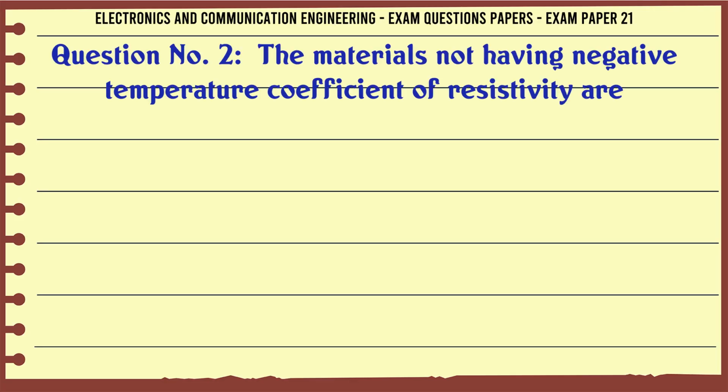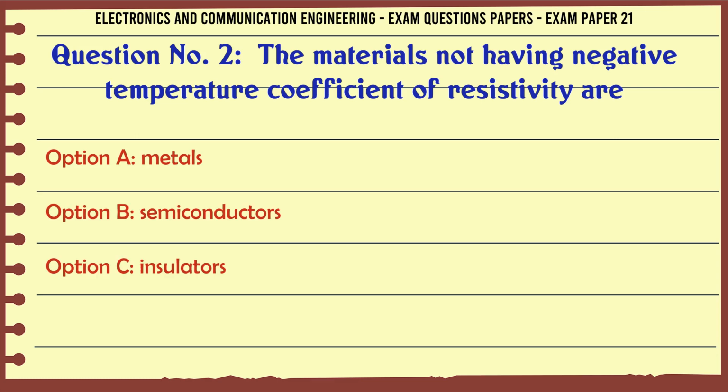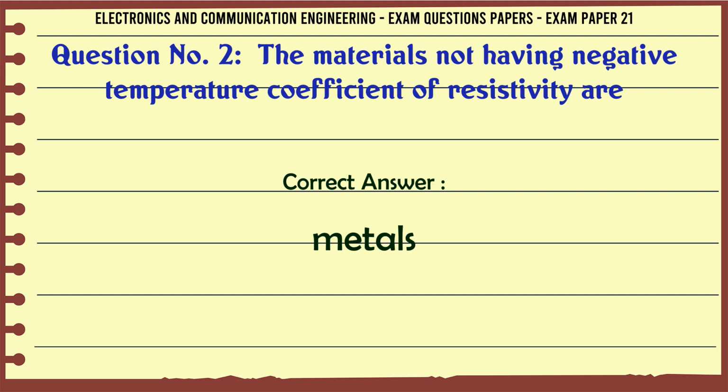The materials not having negative temperature coefficient of resistivity are A. Metals, B. Semiconductors, C. Insulators, D. None of the above. The correct answer is metals.